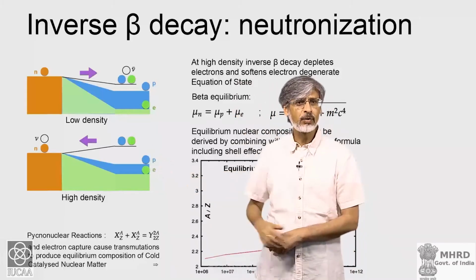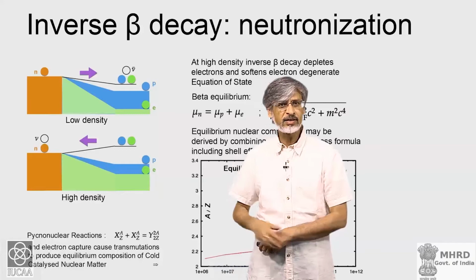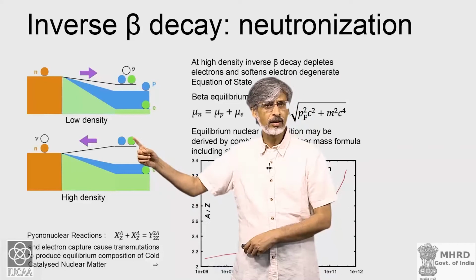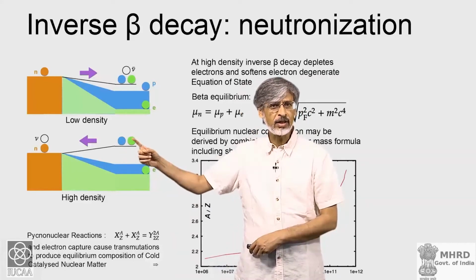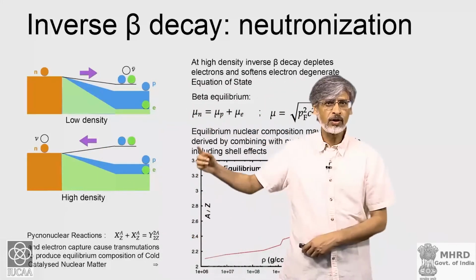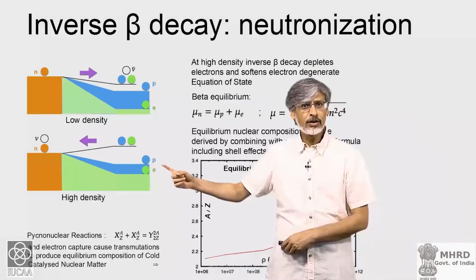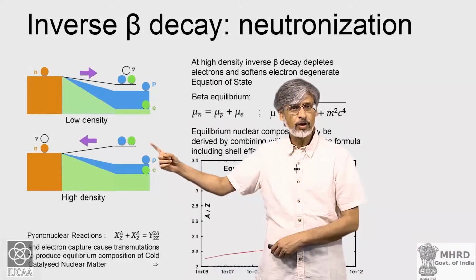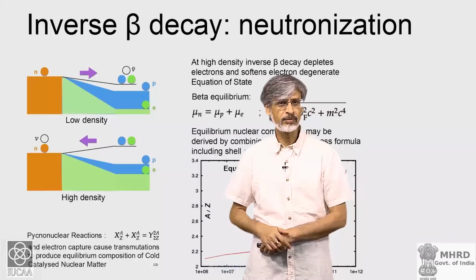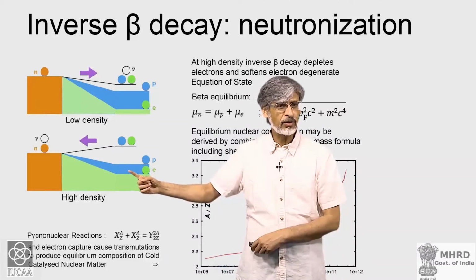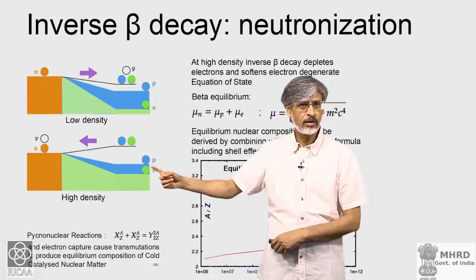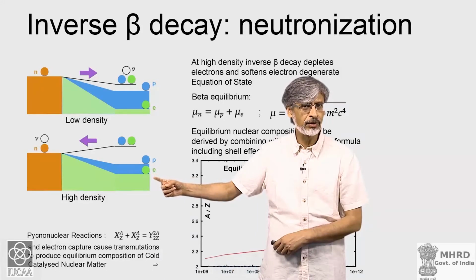So, this is what happens when you squeeze matter too much: you go to high densities, raise the electron Fermi energy, and you then get capture of electrons onto protons producing neutrons. This is what we call neutronization of matter. As you go through this combination of protons and electrons, clearly the number of electrons will begin to go down. As the number of electrons goes down, the number density of electrons will also reduce, and the electron Fermi energy will then correspondingly begin to reduce.